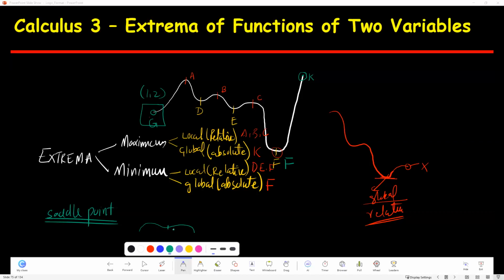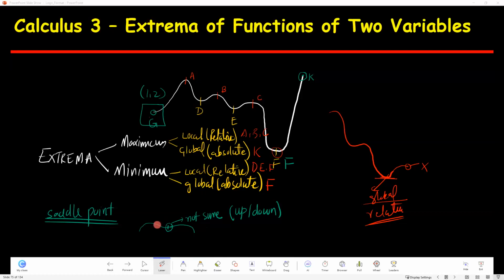Now this point I'm going to call a saddle point, but this is a 3D point, and I'm going to show you how this point looks. The problem with the saddle point is you are not sure. After this point, are you going to go up or down? What I say is, this is a confused point. I'm confused at this point, or unsure. In simple words, after this point, my function could be going up or down. Okay, I'm going to show you this saddle point.